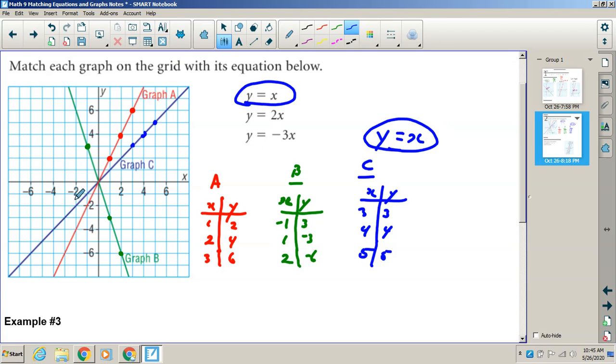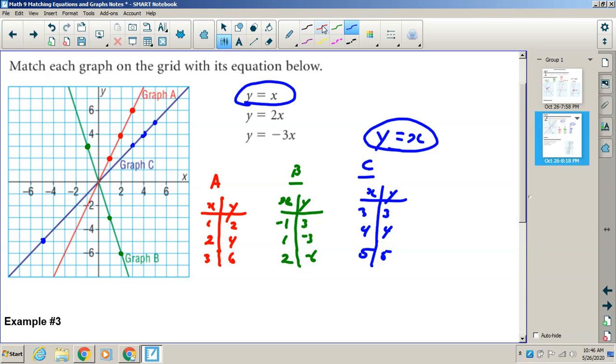And if I look at any point on this line, for example, if I look down here, well, this is -5 and -5, -4 and -4, -3 and -3. So this one here is Y equals X. The next one is, I don't know, let's look at Y equals 2X and check it out.